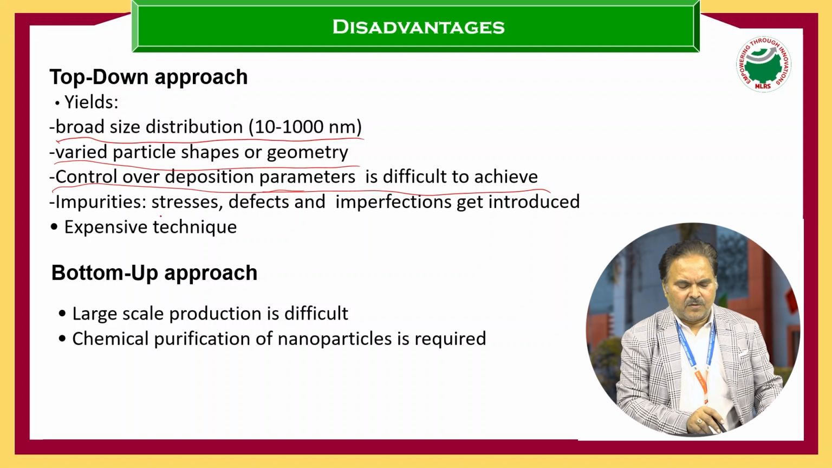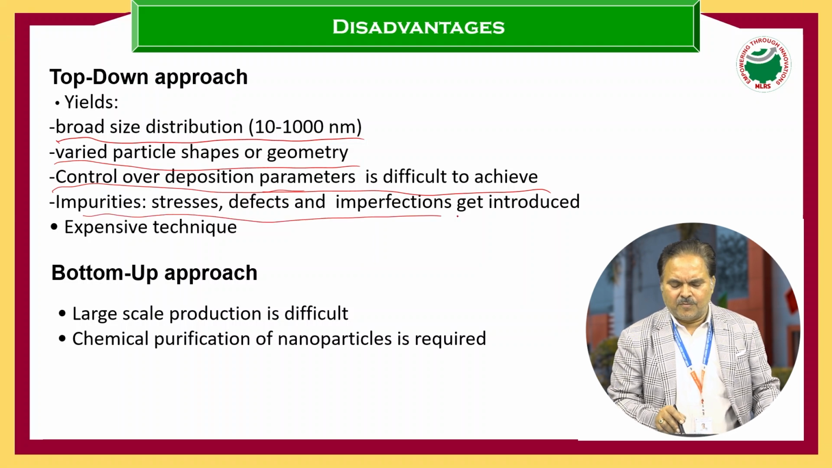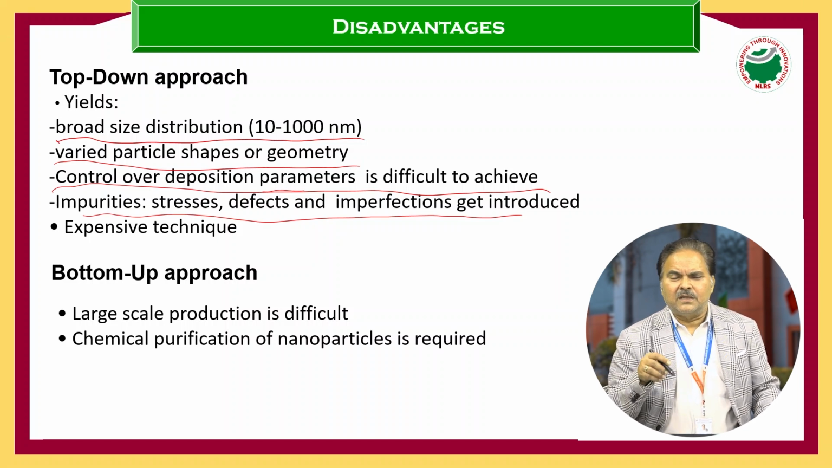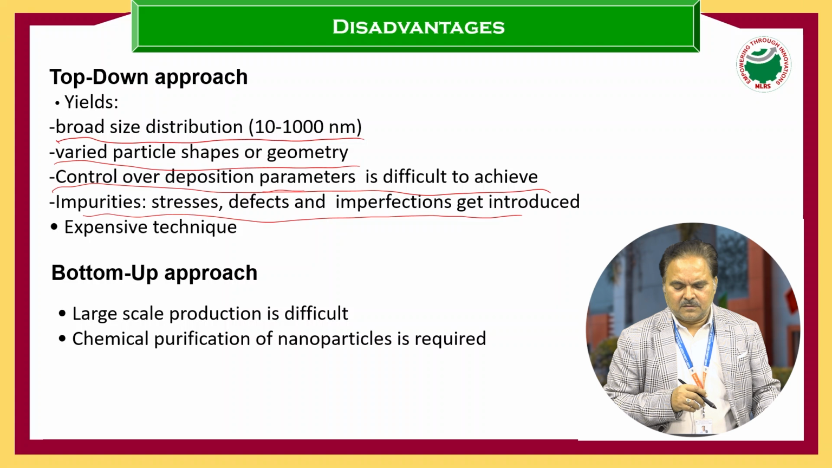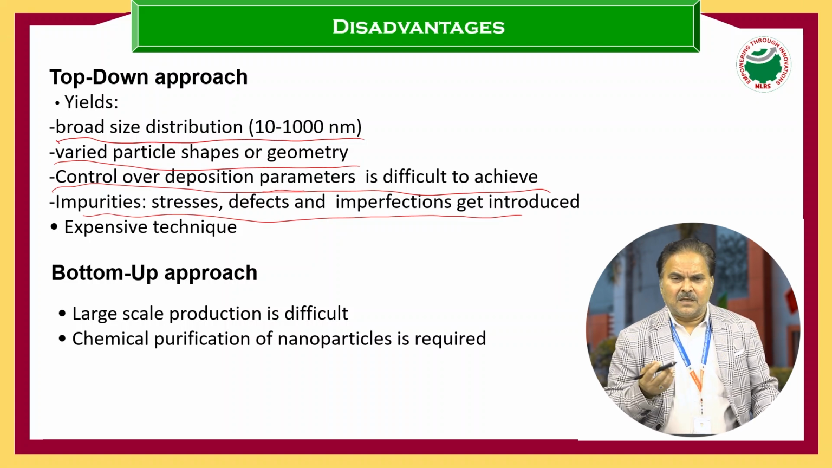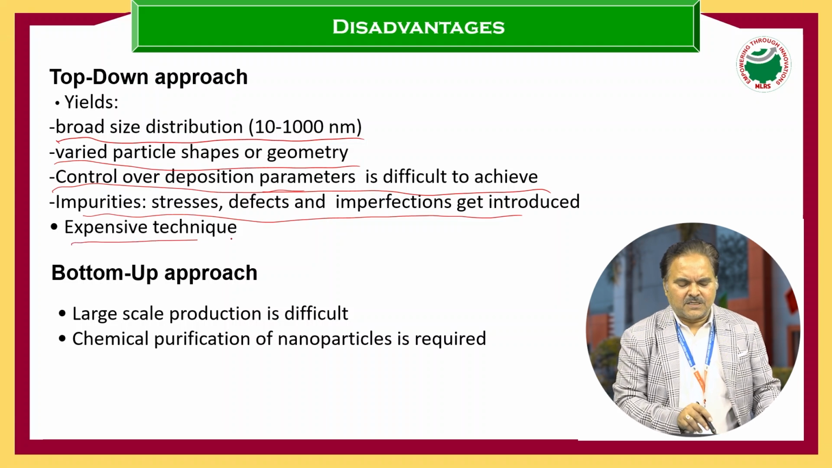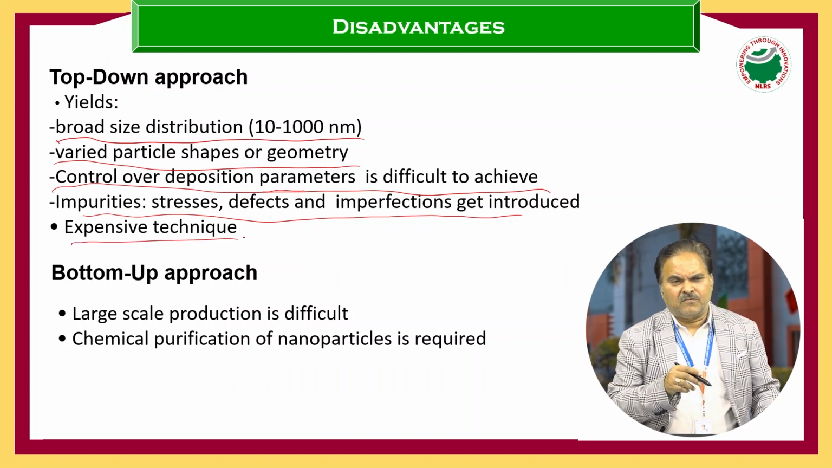And in top-down, impurities will be there. Those impurities are stresses, defects, imperfections. It's not like chemical impurities; it's impurities inside the material. Those imperfections, defects and stresses inside are also a problem. And it will be an expensive technique. Whatever top-down technique we take, it will be expensive. Like ball milling, you want to make a machine, everything, it will be costly.